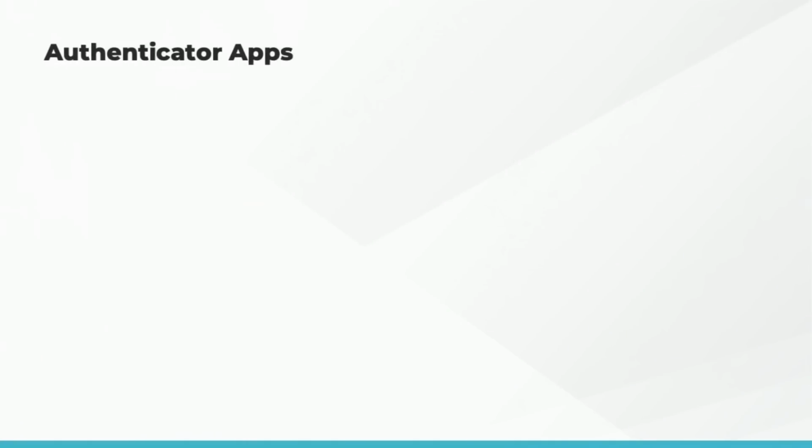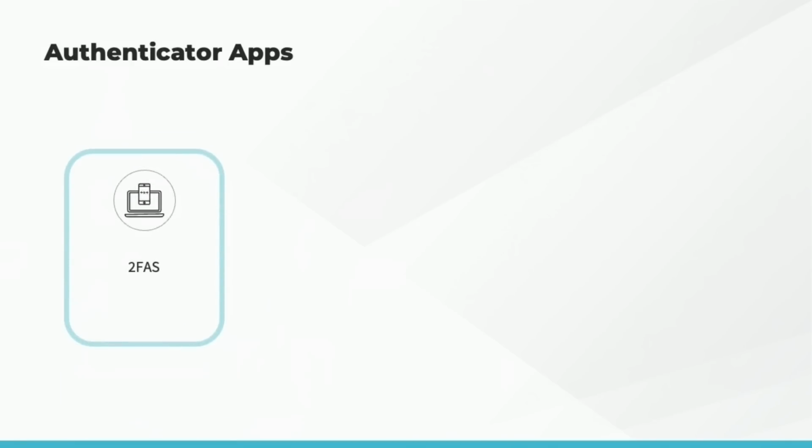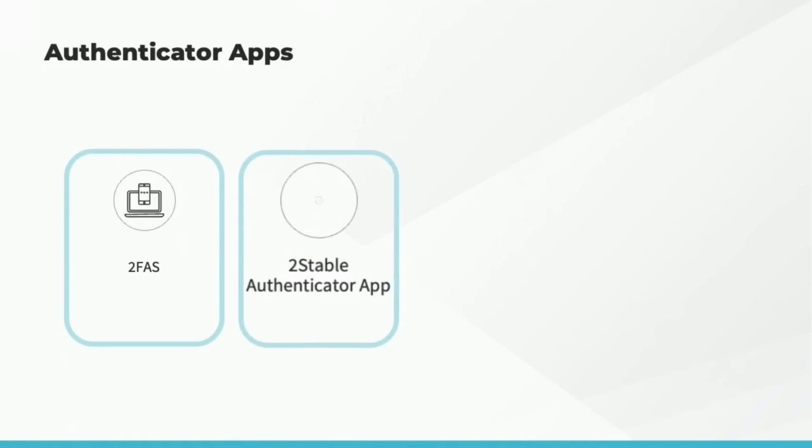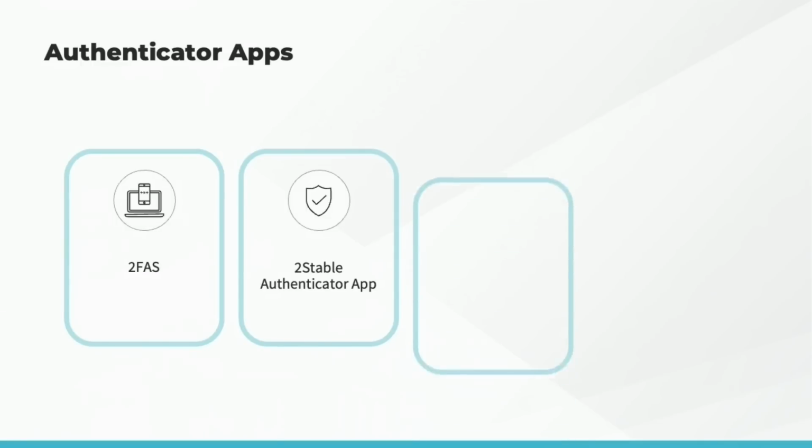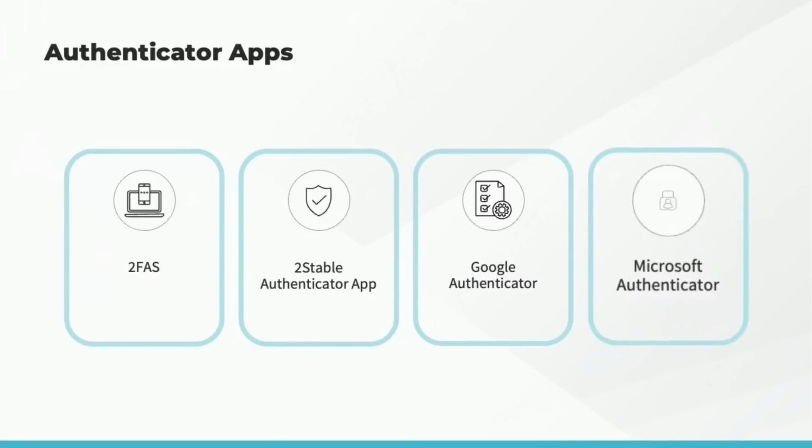Now, while this does increase the security of any given sign-in attempt, it can slow the process to a degree and result in many additional codes being generated for the same identity if you use it for a variety of services. So, another way by which software tokens can be used is with an authenticator app. And there are several available in the app stores of most major platforms, including 2FAS, which is Two-Factor Authentication Service, Authenticator app by 2Stable, Google Authenticator, and Microsoft Authenticator.